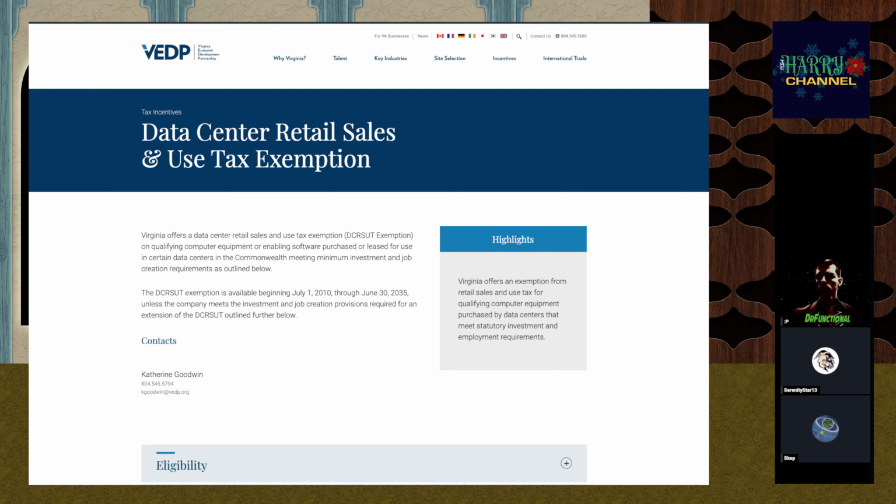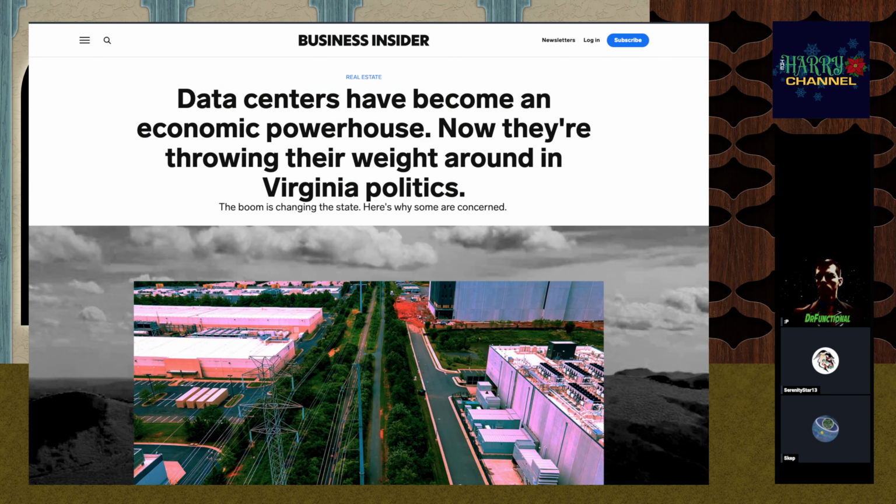So they're bringing in all these people, and then the problem becomes data centers have become an economic powerhouse. Now they're throwing their weight around in Virginia politics. Yeah. Anytime you bring in a business that's contributing to your coffers and employing a bunch of people, they are going to have legitimate interests that they want to protect.